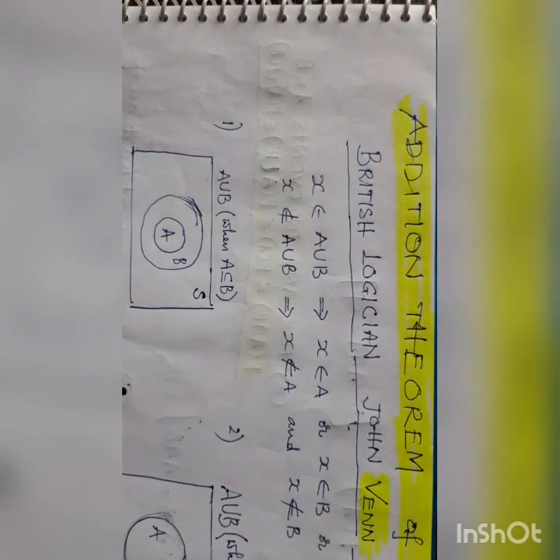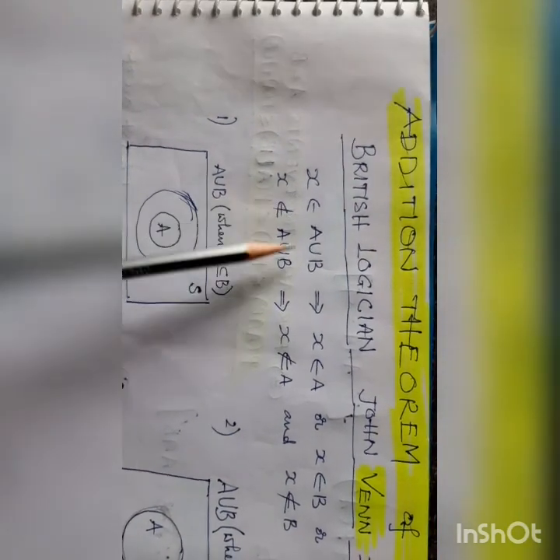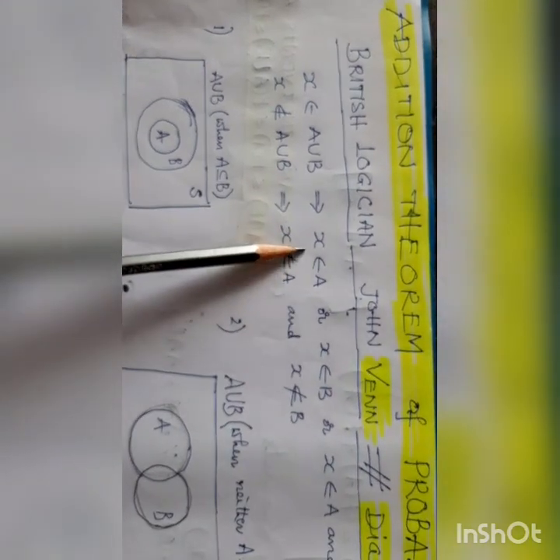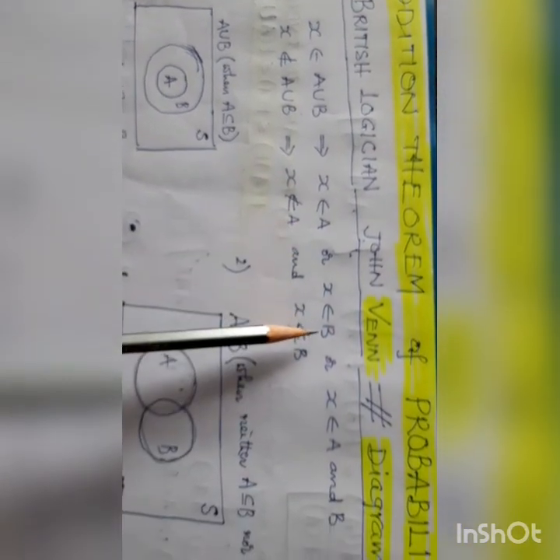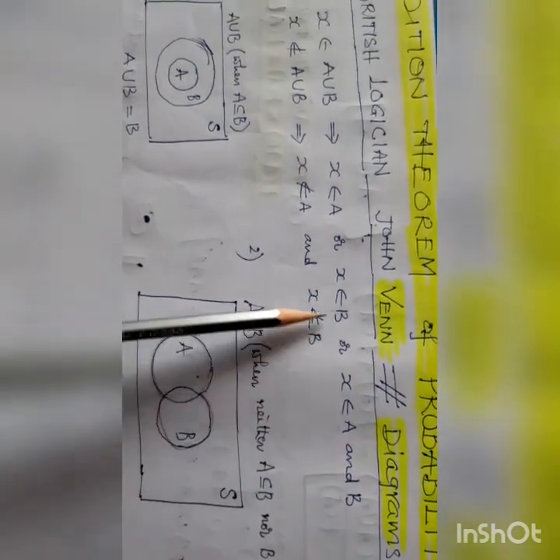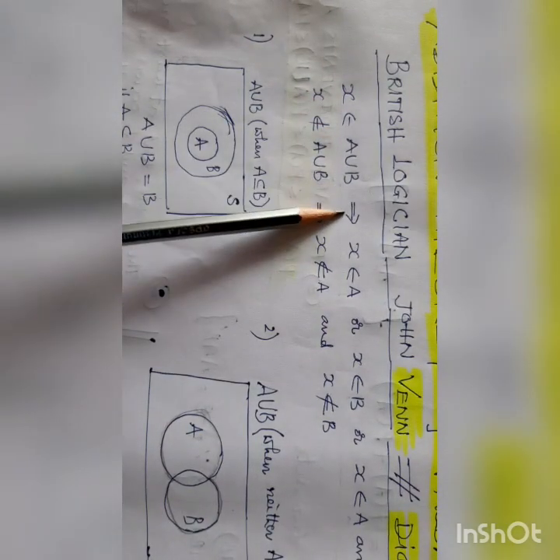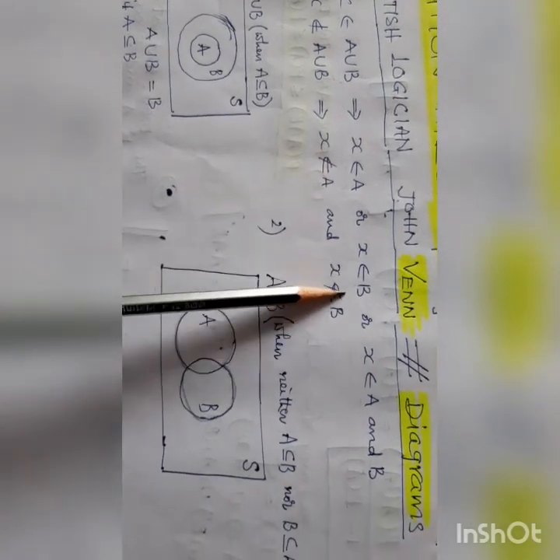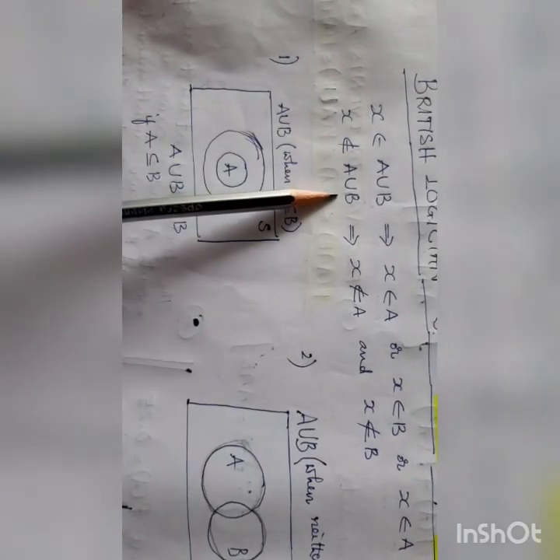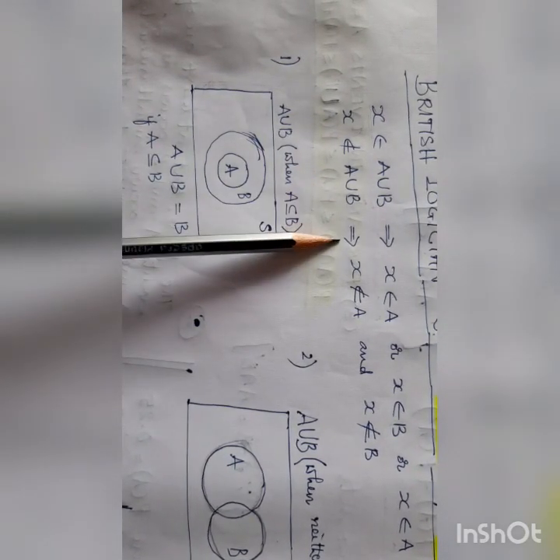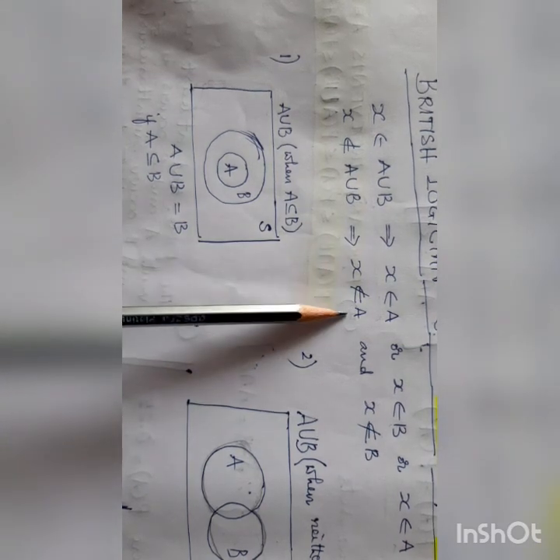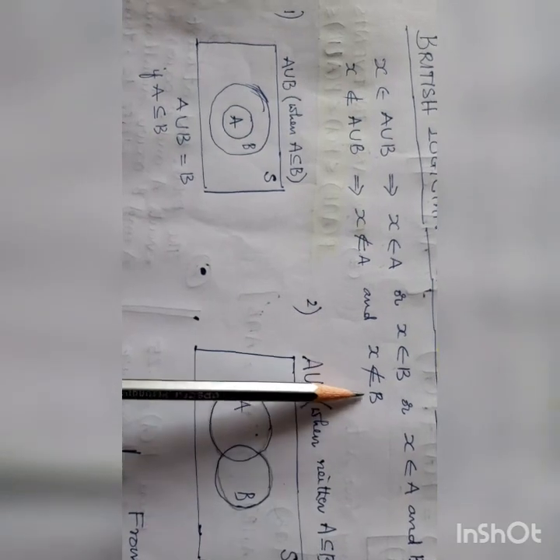Firstly I told you, X belongs to A union B implies X belongs to A or X belongs to B or X belongs to both A and B. Everybody must know this, the sense of A union B. X does not belong to A union B implies X does not belong to A and X does not belong to B.